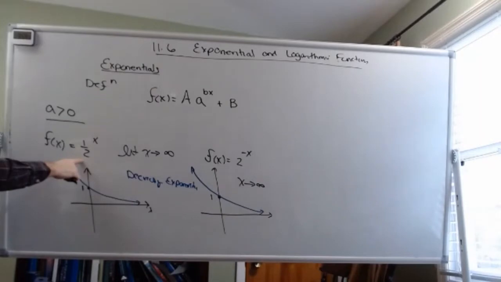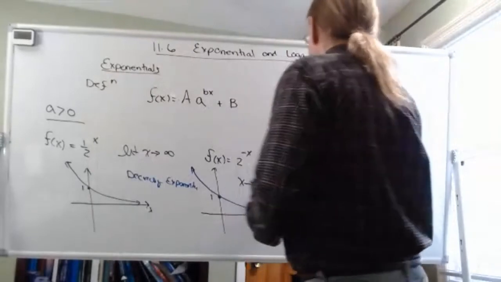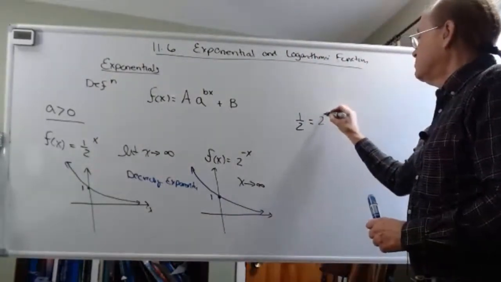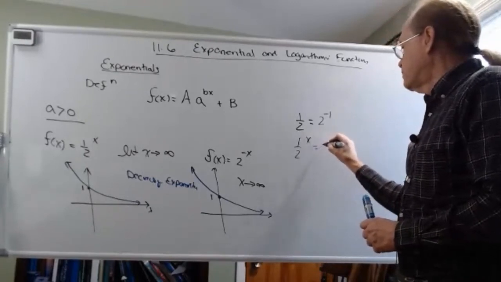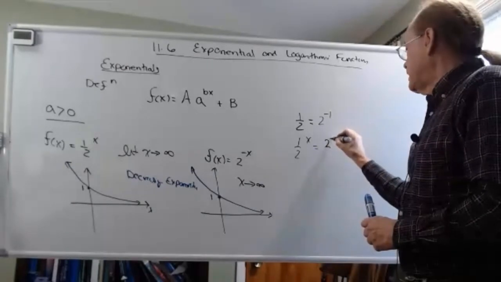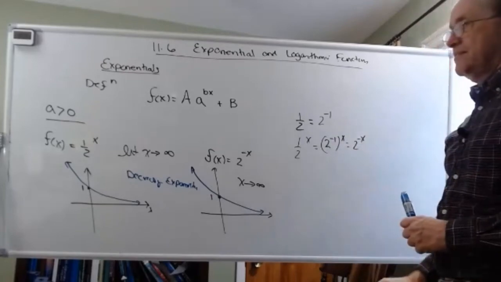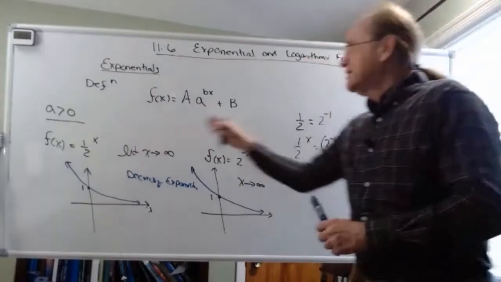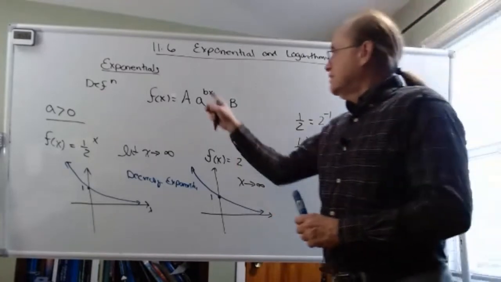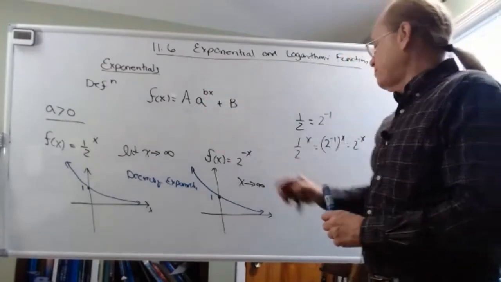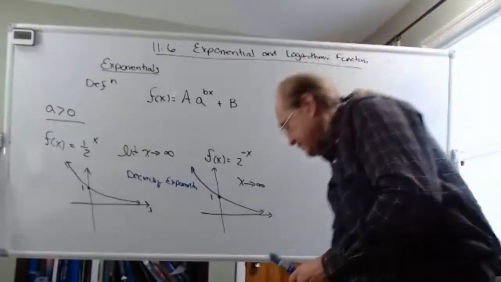These are actually related to each other by the properties of exponents. Remember, 1/2 is equivalent to 2 to the minus 1. So 1/2 raised to the x power is equivalent to 2 to the minus 1 raised to the x power, which is 2 to the negative x. So you can see there's kind of an interplay between the a and the b. In the end, if b is negative, let's put the relationship over here.